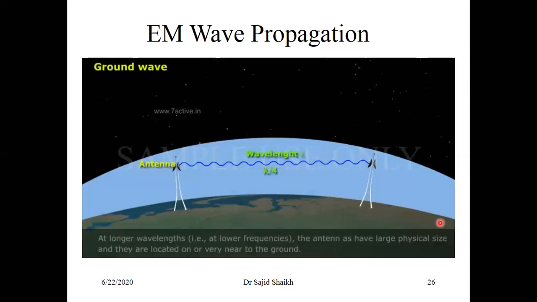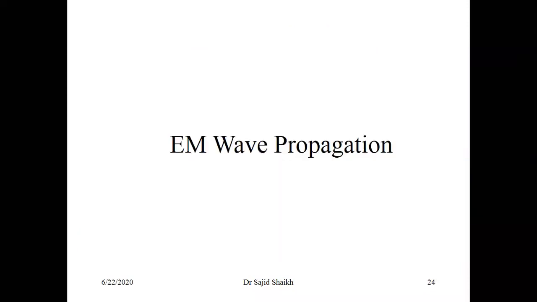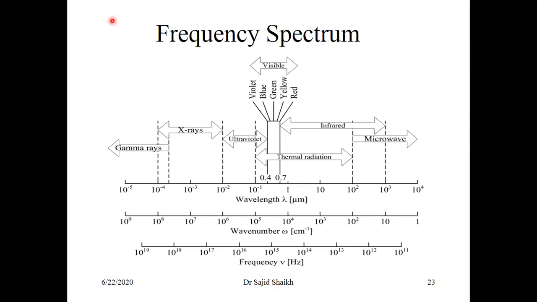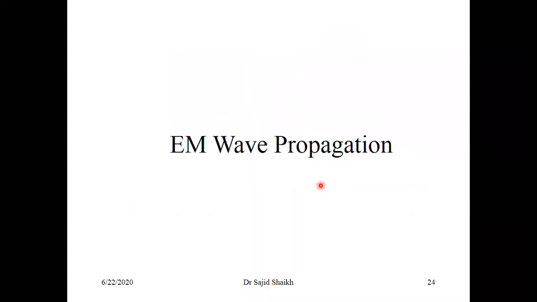So that's why ground wave propagation or ground wave transmission is only suitable for low frequency signals. Low frequency signal means, as we just saw in this frequency spectrum, the lower frequencies from 1 hertz to 10 kilohertz. Such signals will be transmitted by using ground wave propagation.